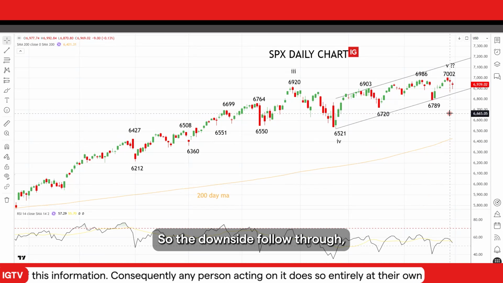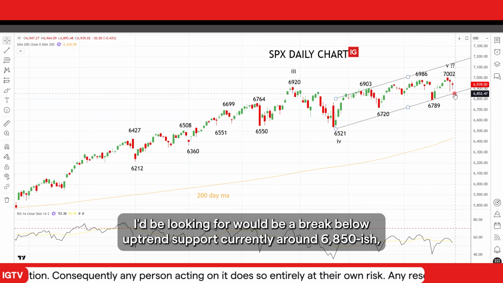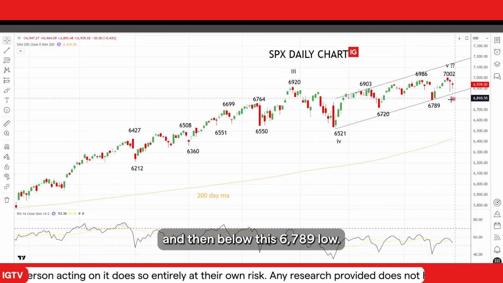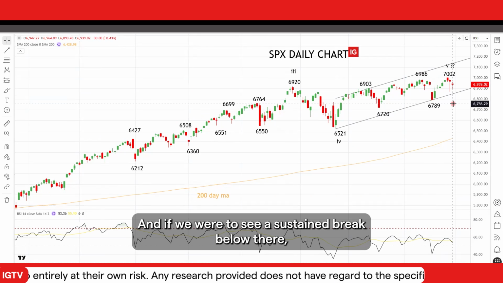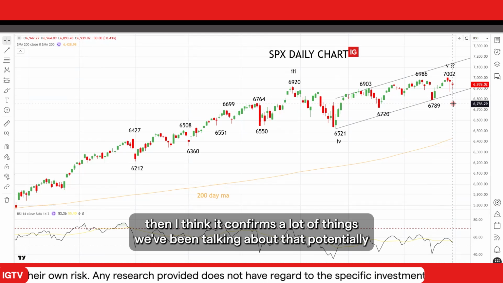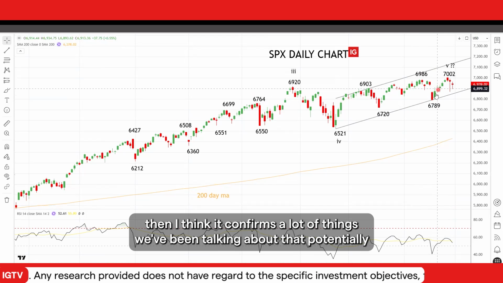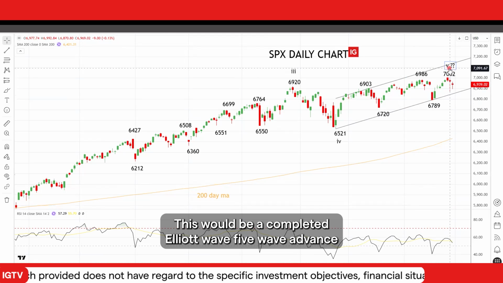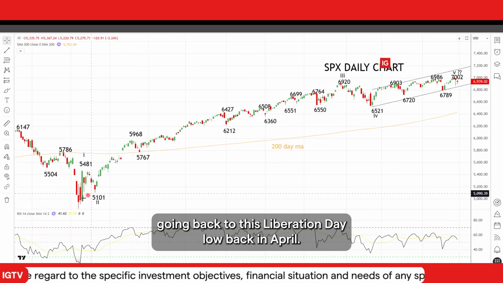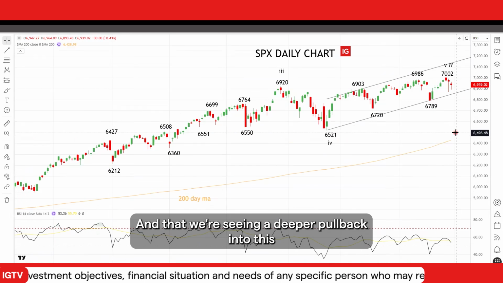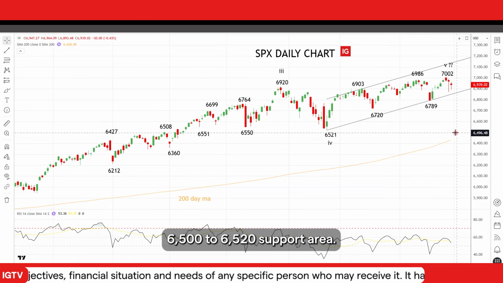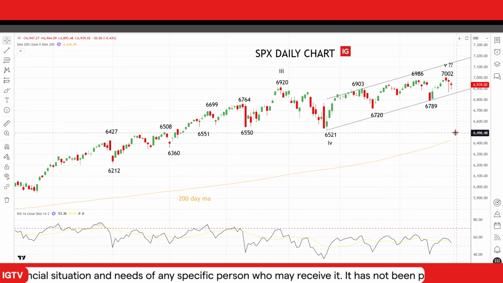So the downside follow through I'd be looking for would be a break below uptrend support, currently around 6,850-ish, and then below this 6,789 low. And if we were to see a sustained break below there, then I think it confirms a lot of things we've been talking about, that potentially we're looking to top out here. This would be a completed Elliott Wave five-wave advance going back to this Liberation Day low back in April, and that we're seeing a deeper pullback into this 6,500 to 6,520 support area.